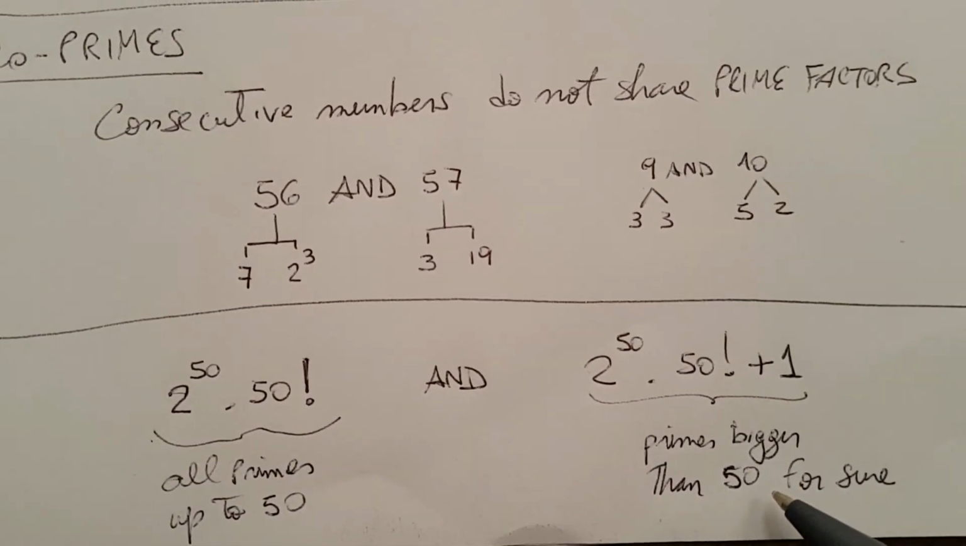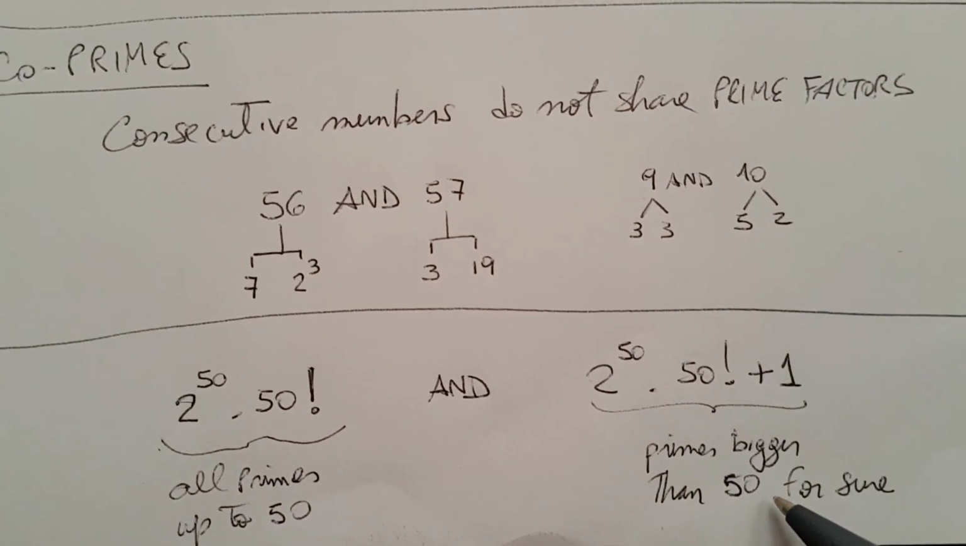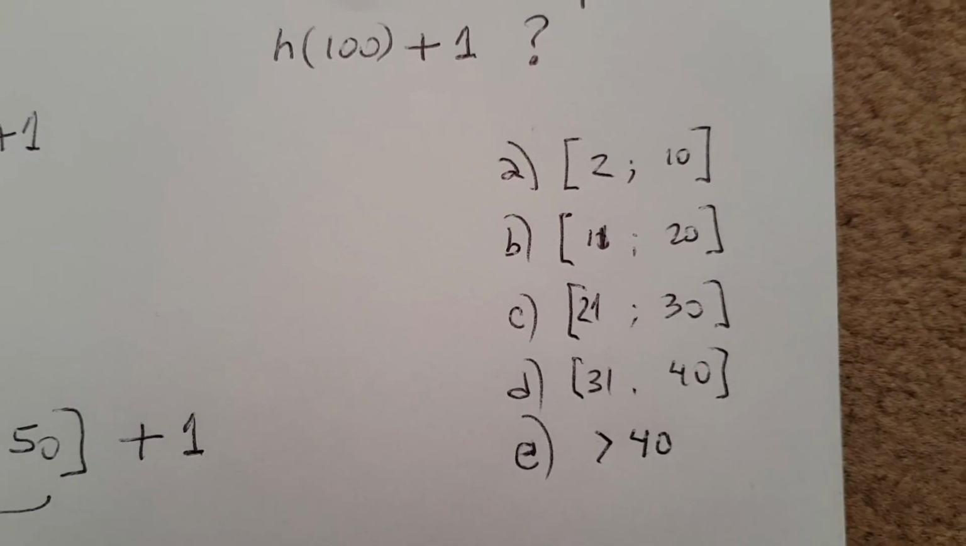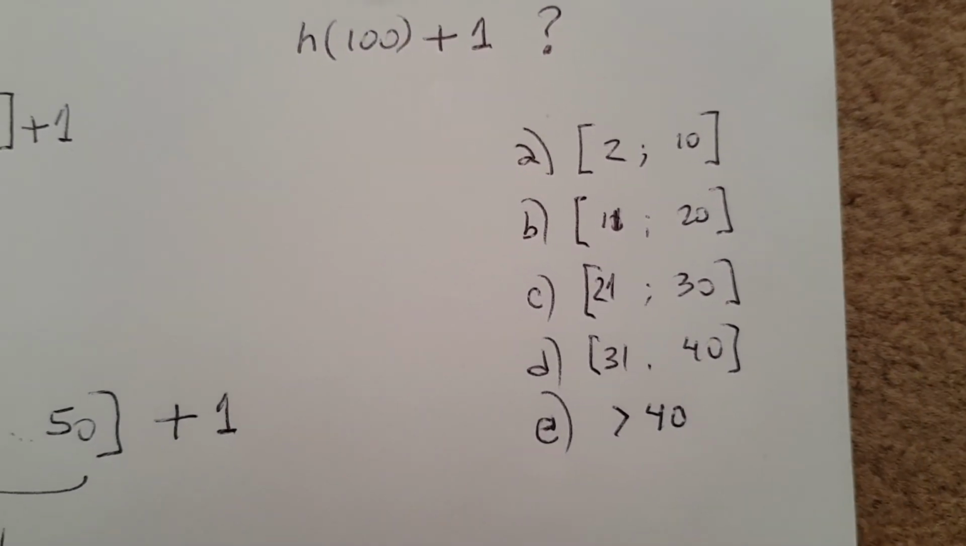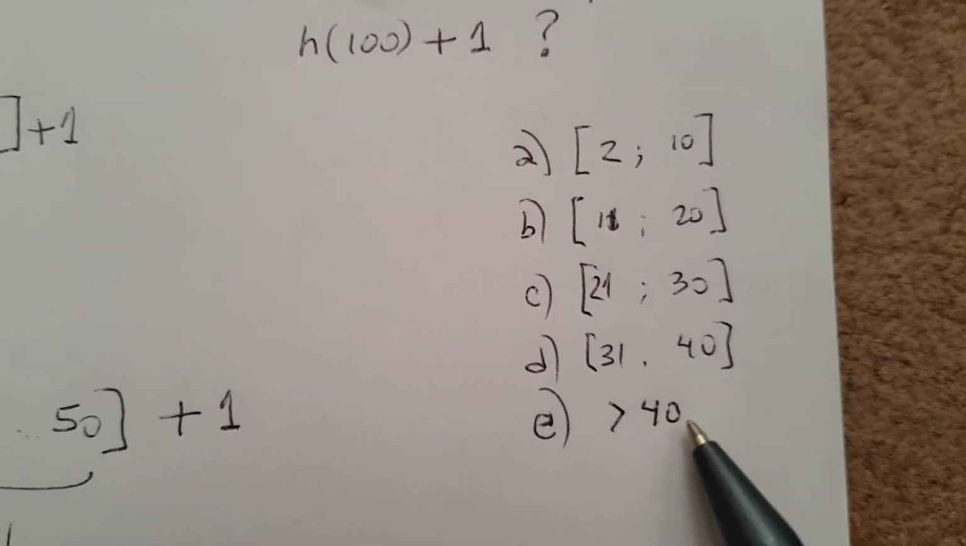And you don't even need to worry about which prime factor it will have, because you know that it's going to be bigger than 50. And the options were between 10, 20, 30, 40, or bigger than 40. So that's the right answer, bigger than 40.